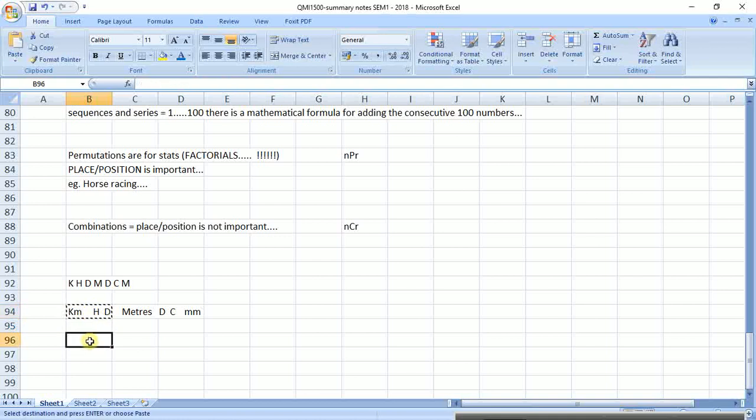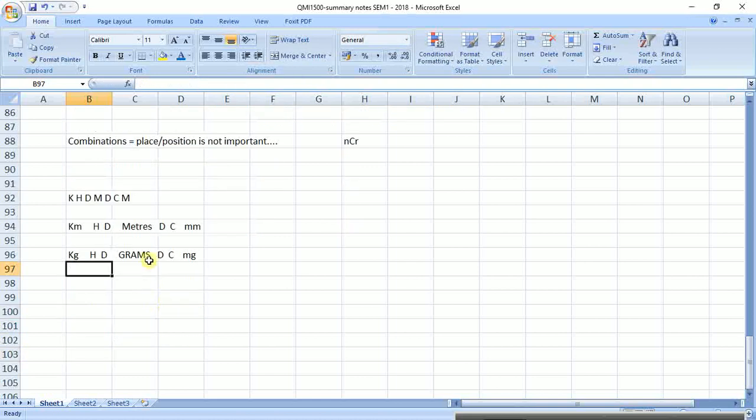Alright, this could also be kilograms, milligrams. So this could be a kilogram, then that'll be a gram, and then that'll be milligrams. Let's just look at conversions. If I want to convert 1 kilometer, how many meters will I have in 1 kilometer? 1,000, obviously. King Henry died a miserable death called measles. So from K to M goes how many times? 1, 2, 3. So you have to times it by 1,000.